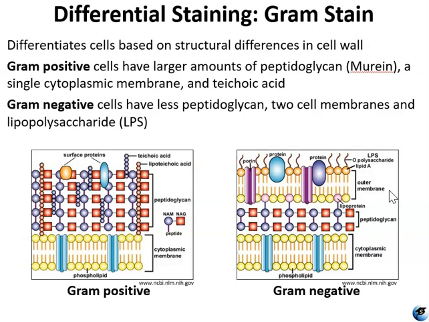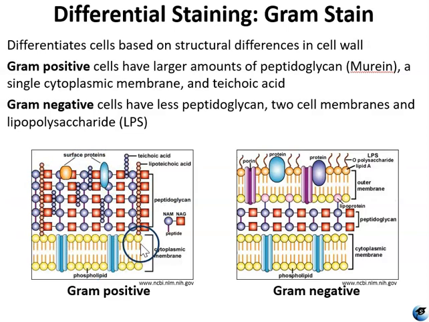The gram stain is a differential stain that is usually the first step in identifying an unknown species of bacteria. Gram-positive cells have larger amounts of peptidoglycan and a single cytoplasmic membrane that also has teichoic acid in it. Gram-negative cells have less peptidoglycan, they have 2 cell membranes, and they have lipopolysaccharides.